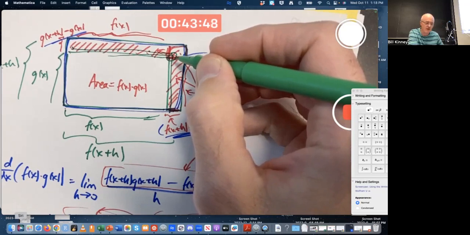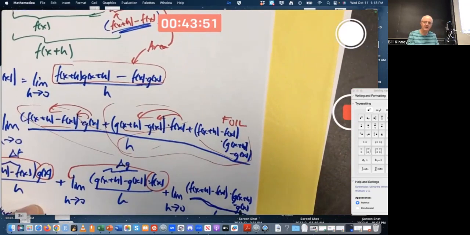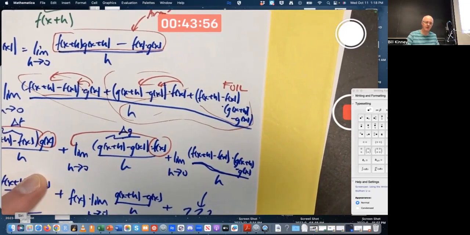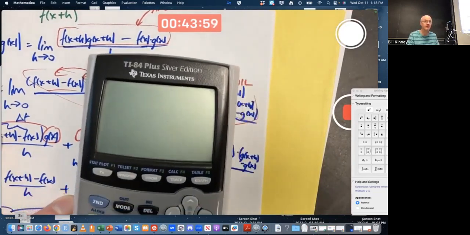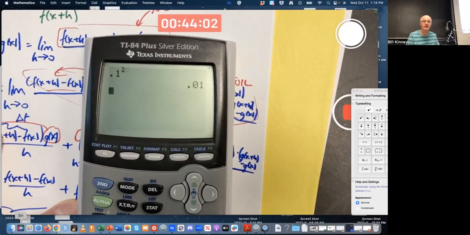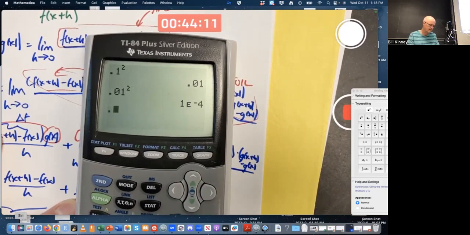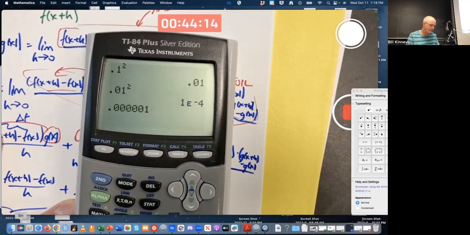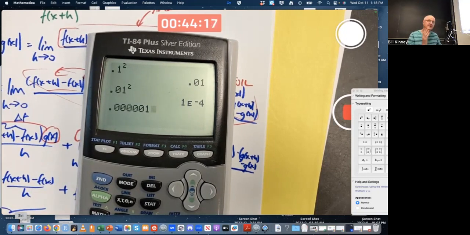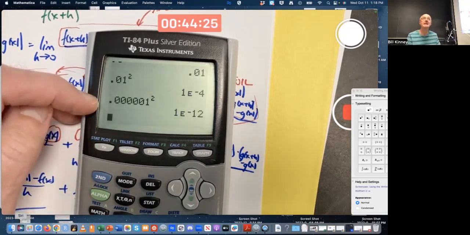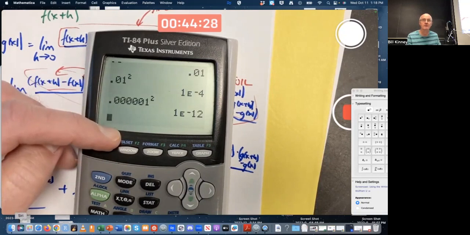In the limit as h goes to 0, the product of those two areas goes to 0 faster than h does, effectively. It's similar to the fact that when you square a really small number, it becomes even smaller. 0.1 squared is 0.01. 0.01 squared is 0.0001, 10 to the negative 4. Then 10 to the negative 6 is one millionth. When you square it, it becomes one billionth, 10 to the negative 12. 10 to the negative 6 is 1,000,000 times bigger than 10 to the negative 12.